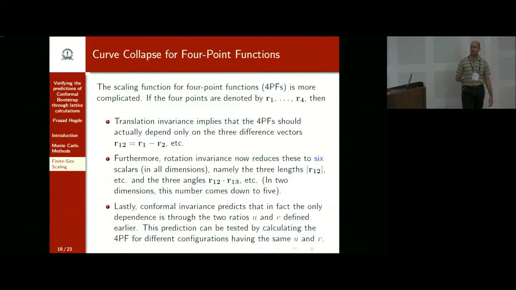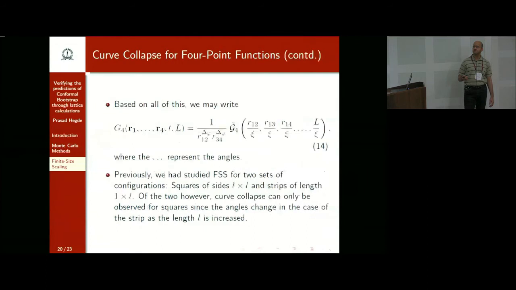So one way to test the conformal prediction, which we will do in the future, is to define widely different configurations R1, R2, R3, R4, which have the same U and V ratios, and the 4-point function should agree. Anyway, based on all this, a function of 4 times D plus 2 variables can now be written as a function of 7 variables: the 6 scalars, the angles, and the length.